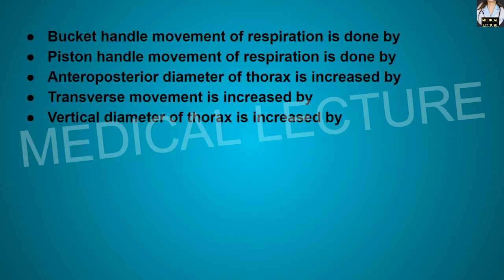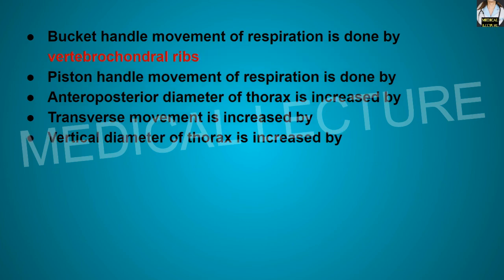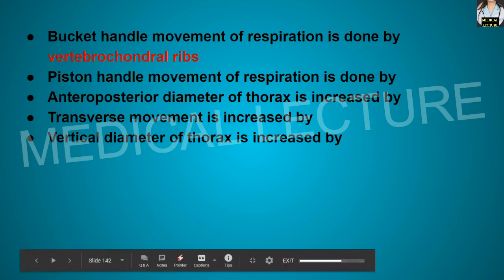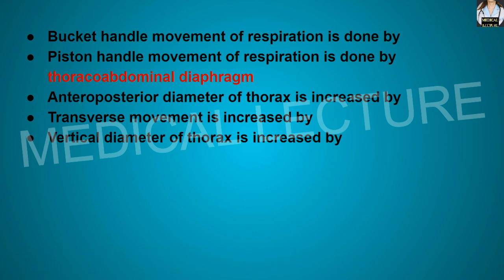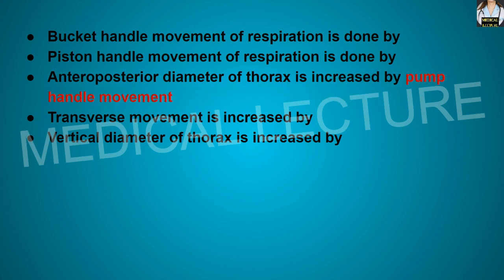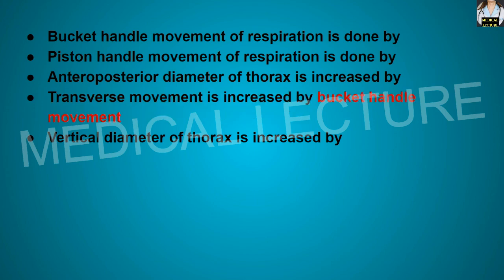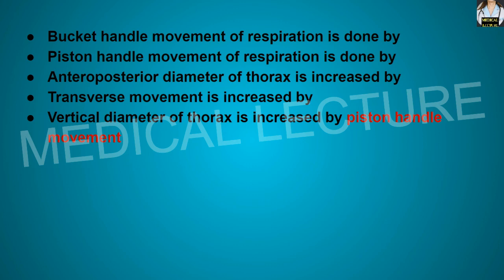The bucket handle movement of respiration is done by which ribs? By the vertebrochondral ribs, or the false ribs. The piston movement of respiration is done by the thoracoabdominal diaphragm. The anteroposterior diameter of the thorax is increased by the pump handle movement. The transverse diameter of the thorax is increased by which movement? The bucket handle movement. And the vertical diameter of the thorax is increased by the piston movement.